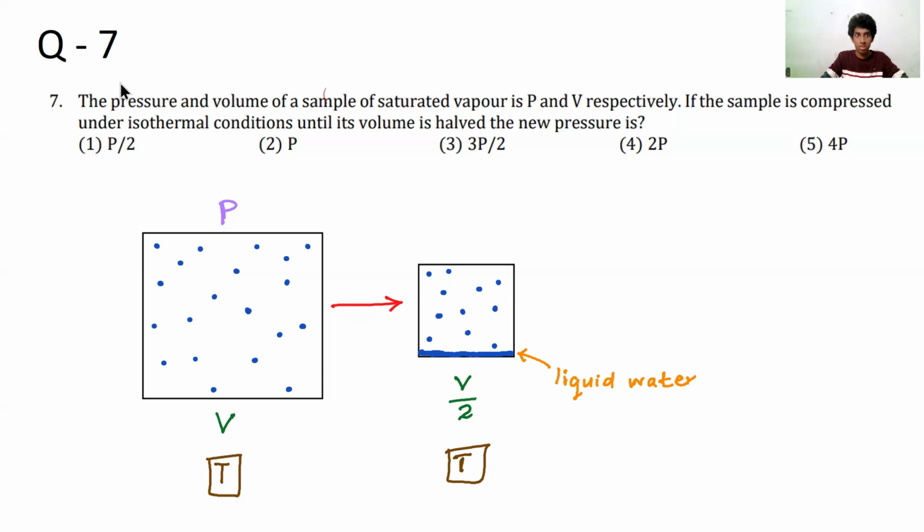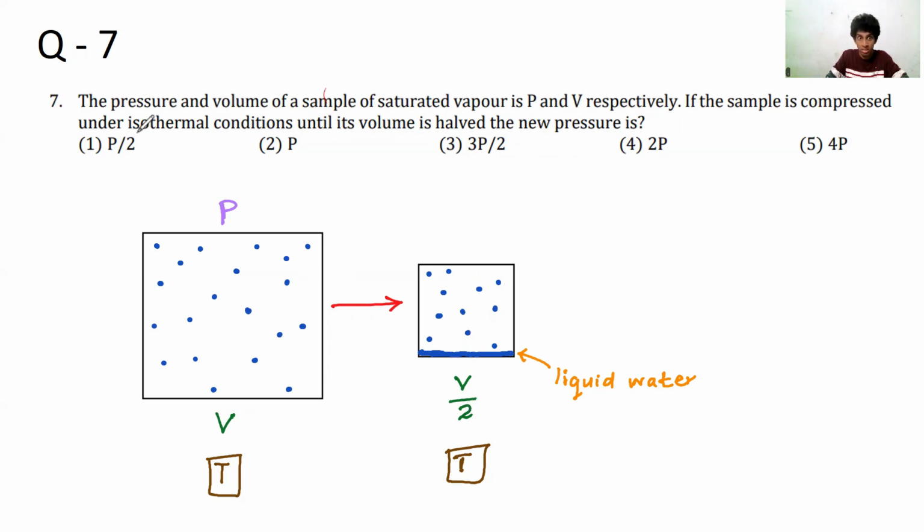Question number 7. The pressure and volume of a sample of saturated vapor is P and V respectively. If the sample is compressed under isothermal conditions until its volume is halved, the new pressure is. So this is the first instance, and the pressure of the first instance is P and the volume is V. So as the volume is halved in the second instance, the new volume is V over 2.